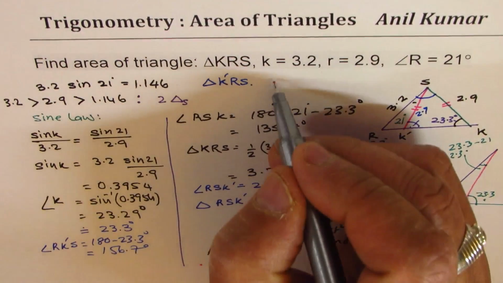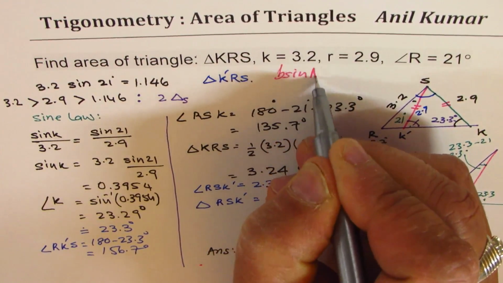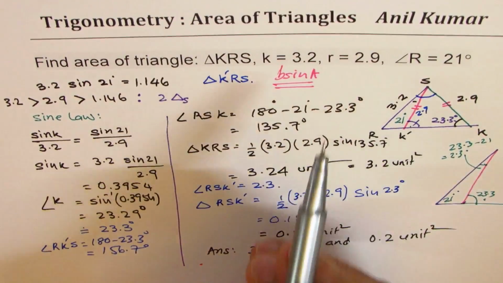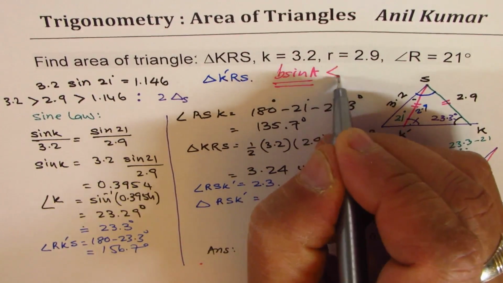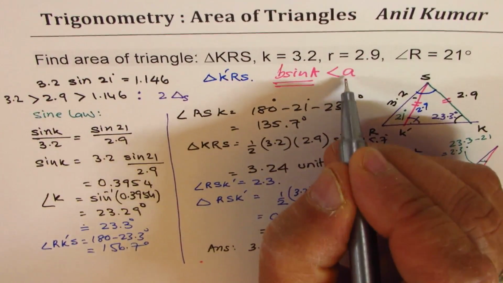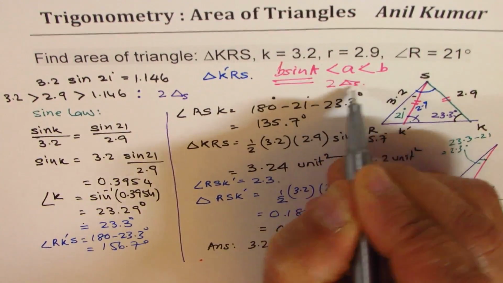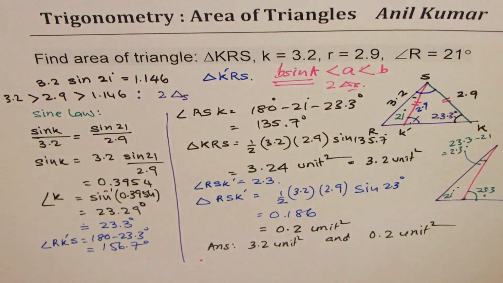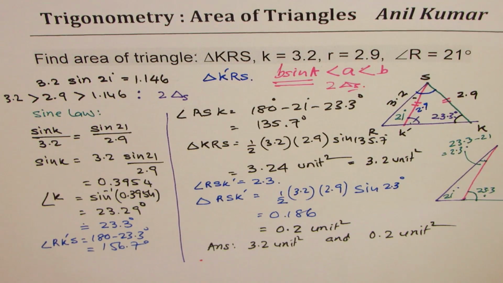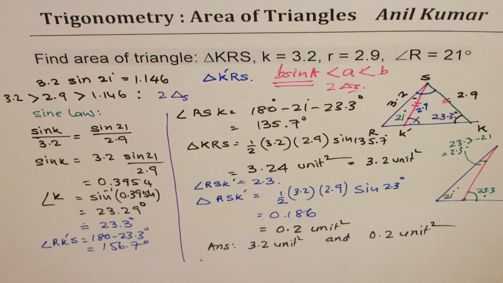So here we found B sine A, right, to check. And if B sine A is less than A, and if A is less than B, then we have two triangles, correct? Once you know that, then you have to find the area of both the triangles. That's the concept. I hope this helps you to understand how to find area in such cases.